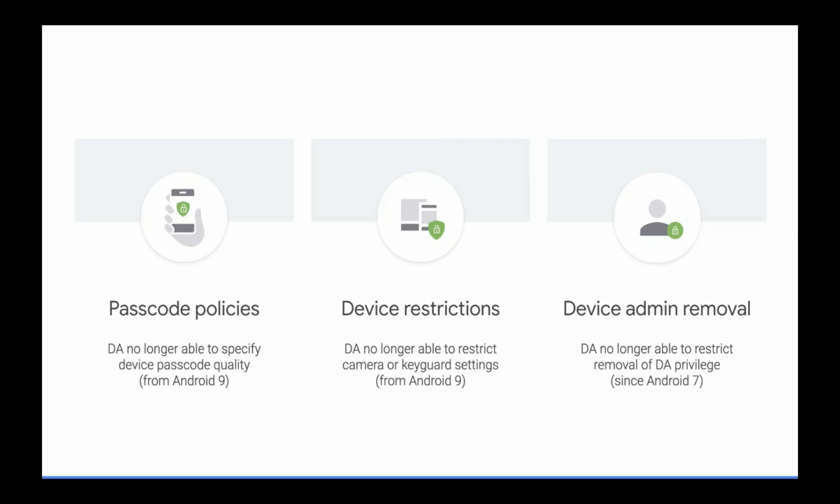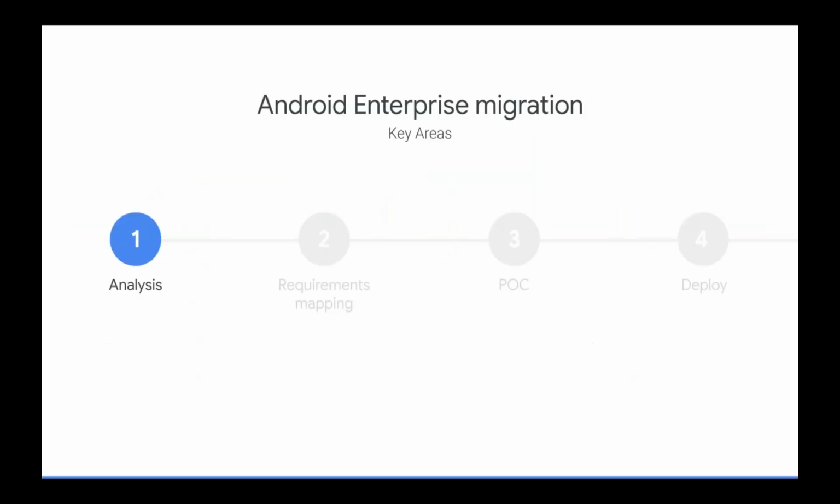But it basically boils down to passcode policies. So you wouldn't be able to require a passcode or set the complexity of a passcode in Device Administrator on Android 10. You no longer can restrict keyguard settings and camera. So blocking the camera or setting settings around your lock screen and keyguard are removed in Android 10. And then you will not be able to restrict the user from removing Device Administrator privileges from the application. So again, those APIs are going away, so that's one reason to get off Device Administrator.